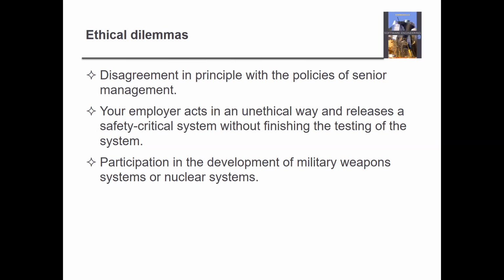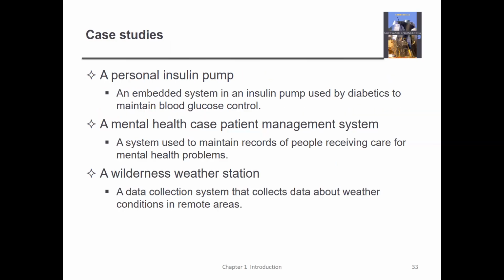What are the ethical dilemmas? There may be a disagreement in principles with the policies of senior management, or a concern that your employer acts in an unethical way. For example, your employer may release a safety-critical system without finishing the testing of the system. Another concern is participation in the development of military weapons systems or nuclear systems.